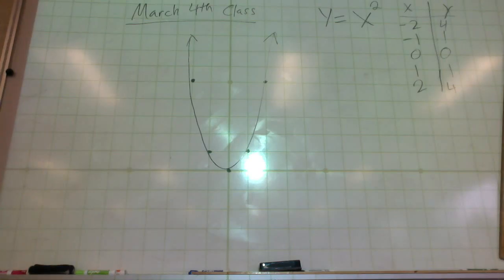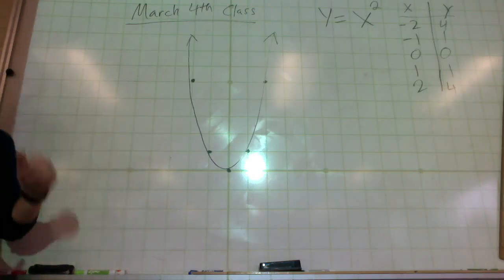So if you're dealing with any sort of equation that has an x squared, you're going to be expected to get a parabola. It might be shifted down, shifted over, depending on what's being added, subtracted, all that other stuff. But if you're having an x squared, you're going to get a parabola shape. That's what you should expect.